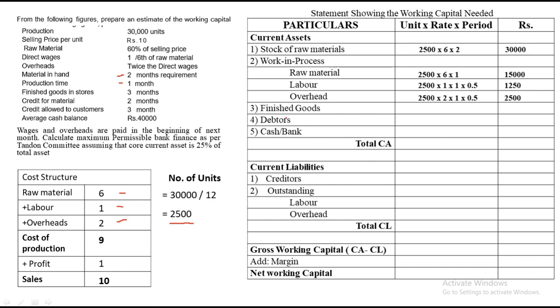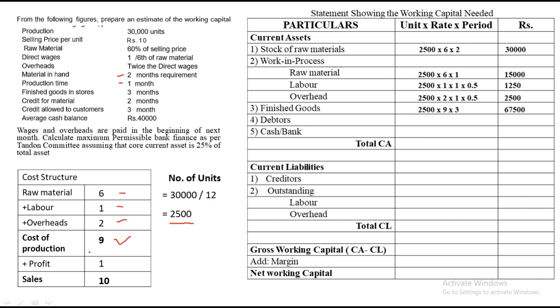Next, for finished goods, always remember finished goods, the rate is always taken on cost of production. So number of units remains 2,500, COP is 9, and the time period for finished goods in store is 3 months. So we just multiply 2,500 into 9 into 3, we get the value as 67,500.